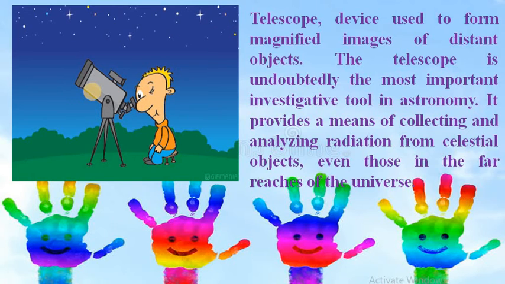The telescope is undoubtedly the most important investigative tool in astronomy. It provides a means of collecting and analyzing radiation from celestial objects, even those in the far reach of the universe. A telescope is used to view objects in outer space.